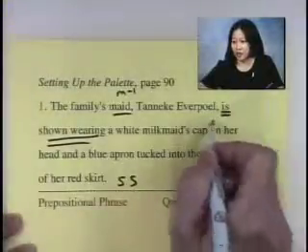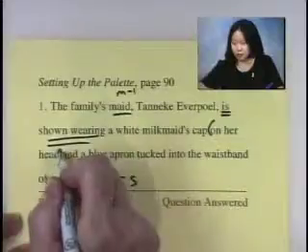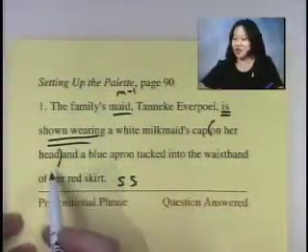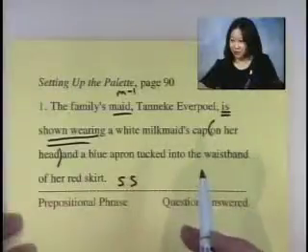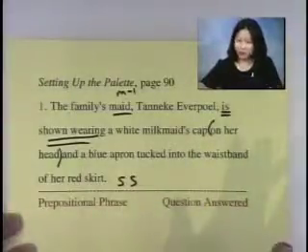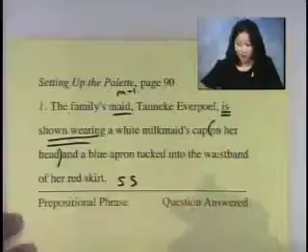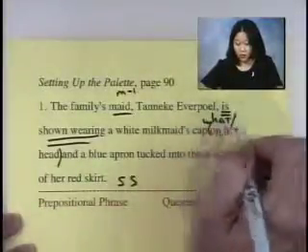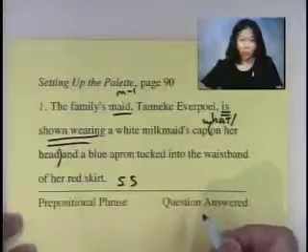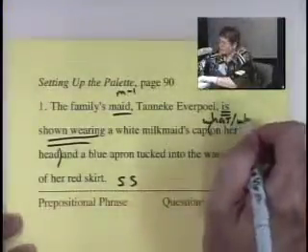So what did you see in the way of a prepositional phrase? On her head and a blue apron. No, stop it right there. Tanneke Everpole is shown wearing a white milkmaid's cap on her head. Stop. And on her head answers, on what? Or what is a good answer? Did anybody put anything else? Where? What did you say, Ben? Where. I would take either answer as being accurate.